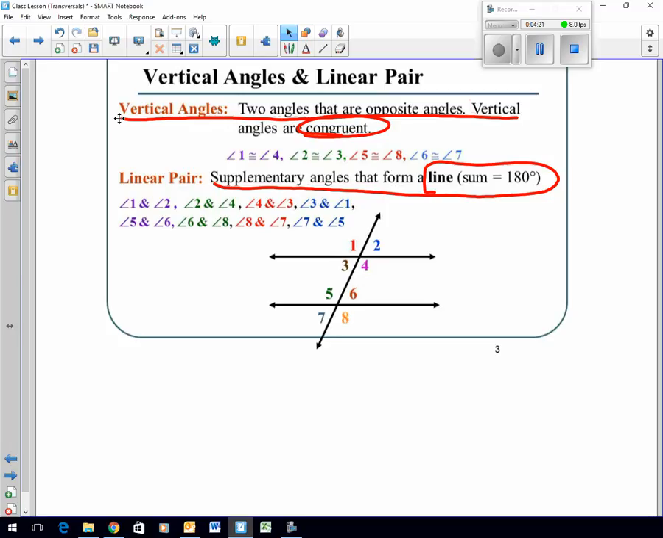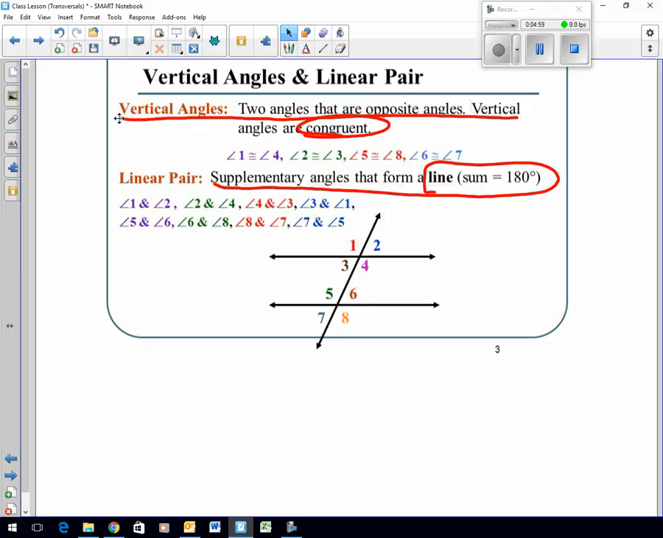What's supplementary? The sum of two angles that equals 180 degrees. Any two angles that have a sum of 180, correct? Linear pairs add up to be 180 degrees. Like 100 and 80? That works because 100 plus 80 is 180. What about like 90 and 90? Yes, 90 plus 90 is 180. What about 179 and 1? Yes. What about any combination between 1 and 179 that has a sum of 180? Yes. You got it.